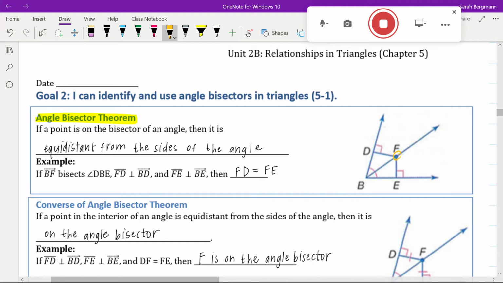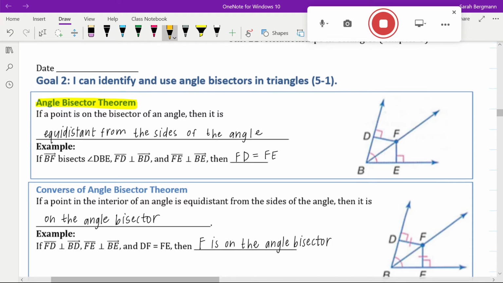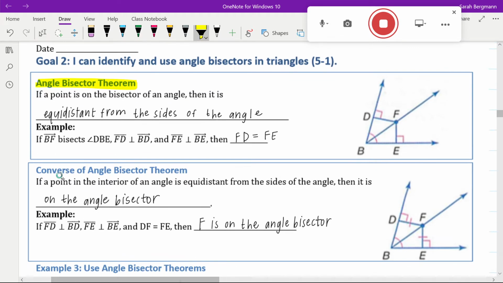this point F, since it's on the angle bisector, if we measure to the side of the angle, which remember we must measure along a perpendicular, then these two segments would be equal. The converse of this theorem is also true. So basically, if you know that a point is equidistant from the two sides of the angle, then you can conclude that the point is on the angle bisector.